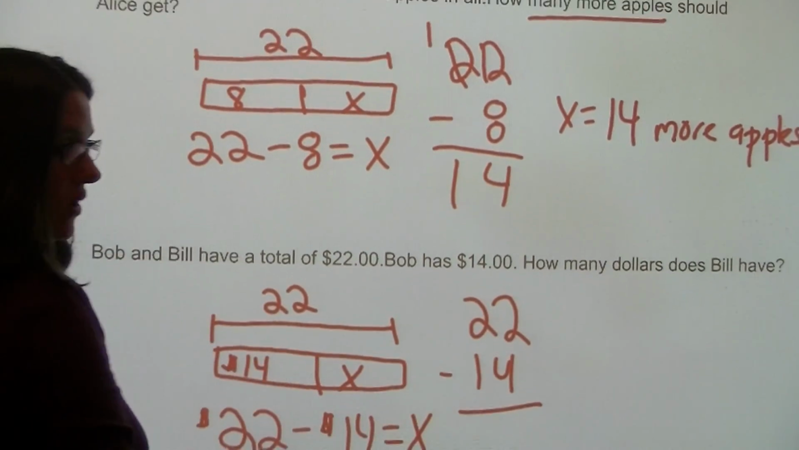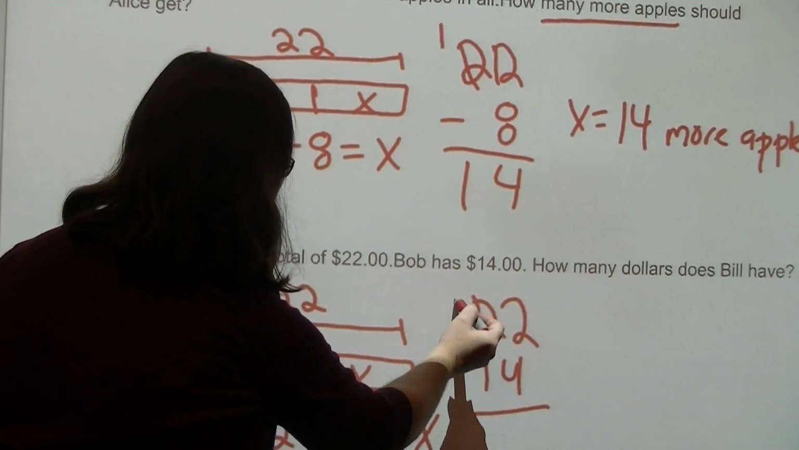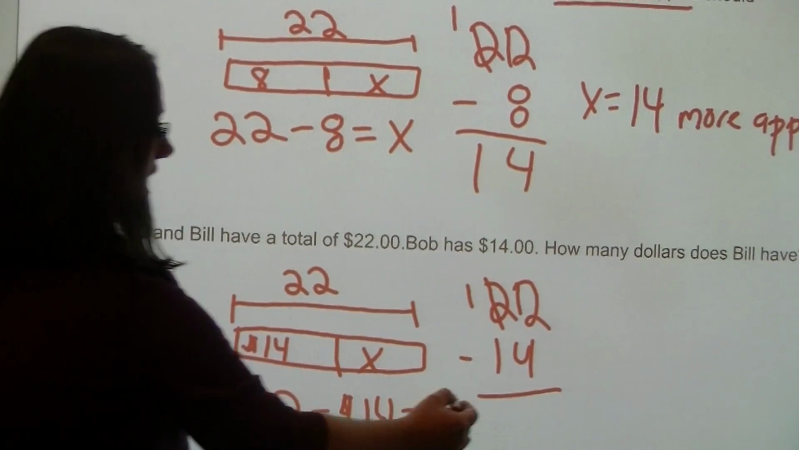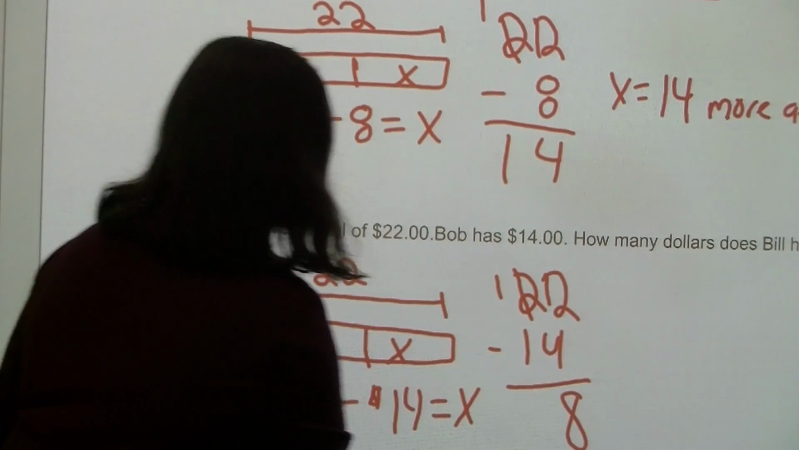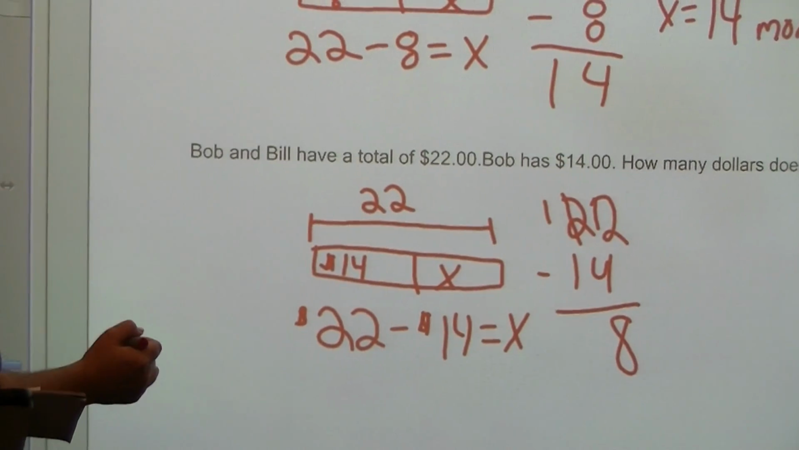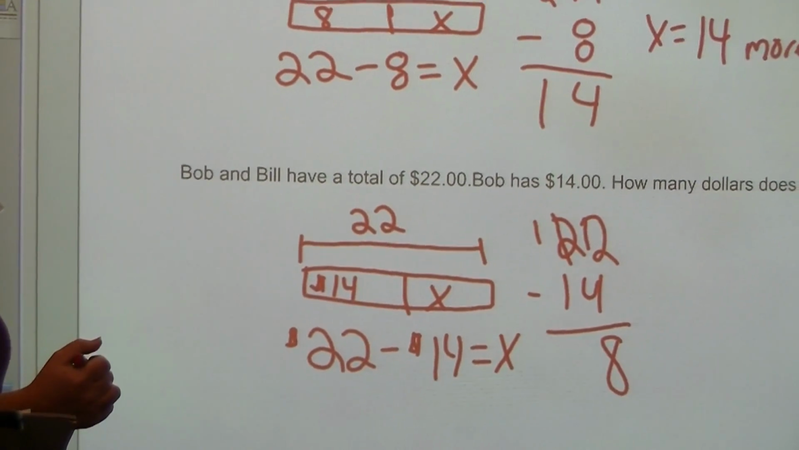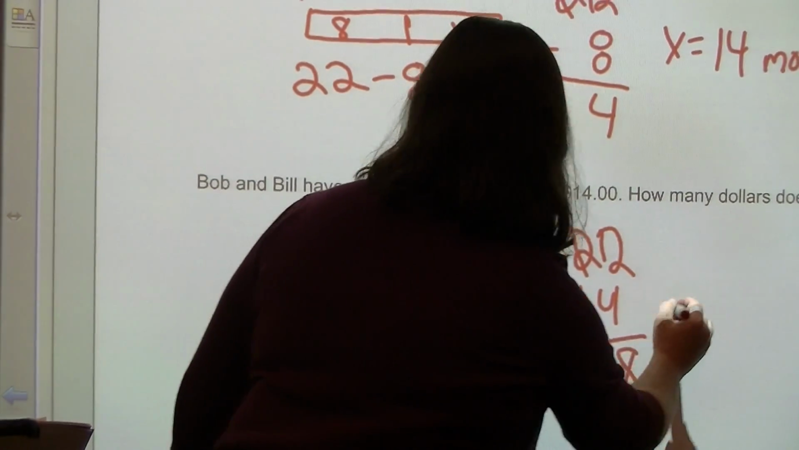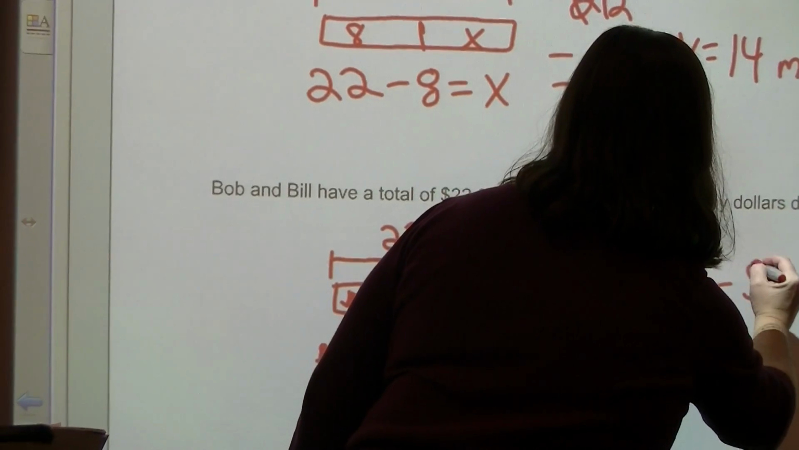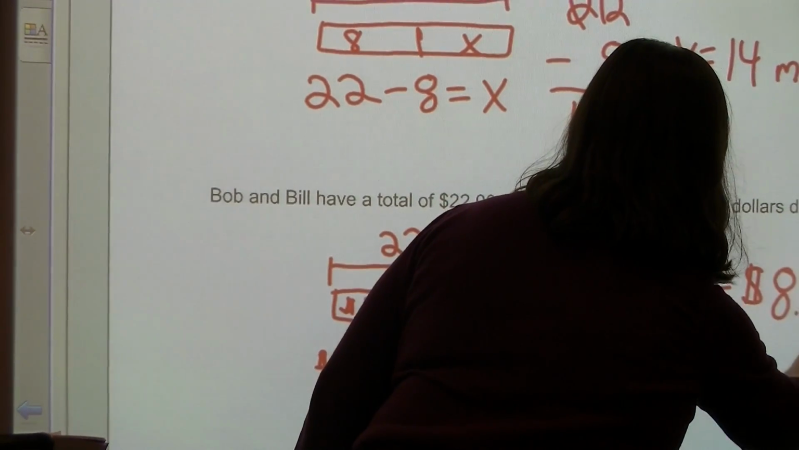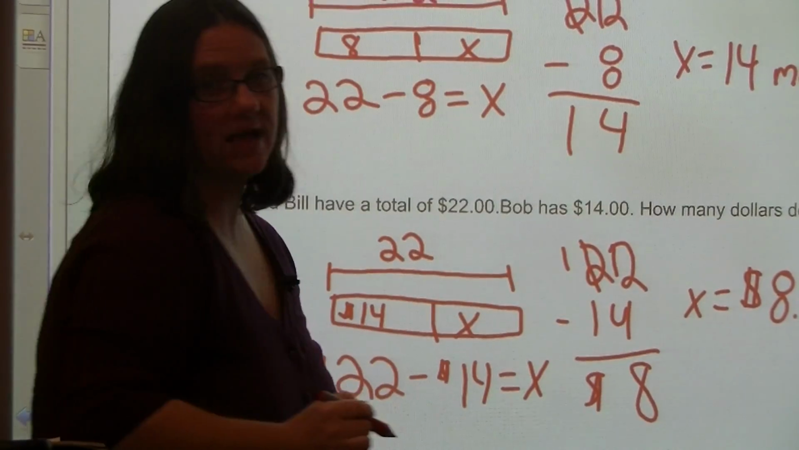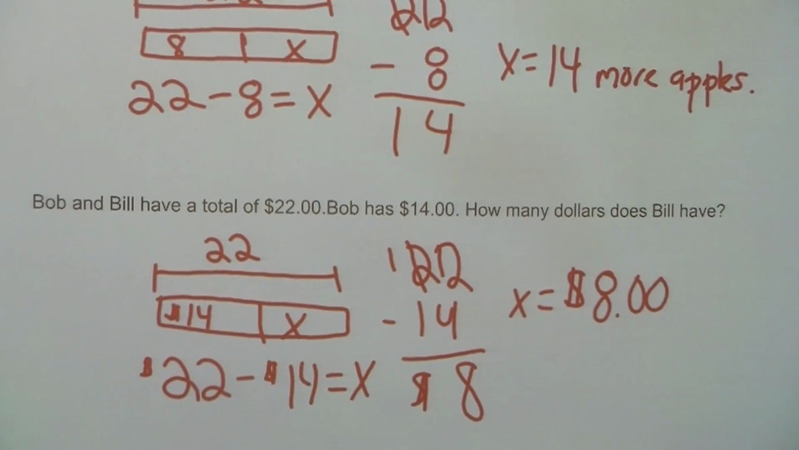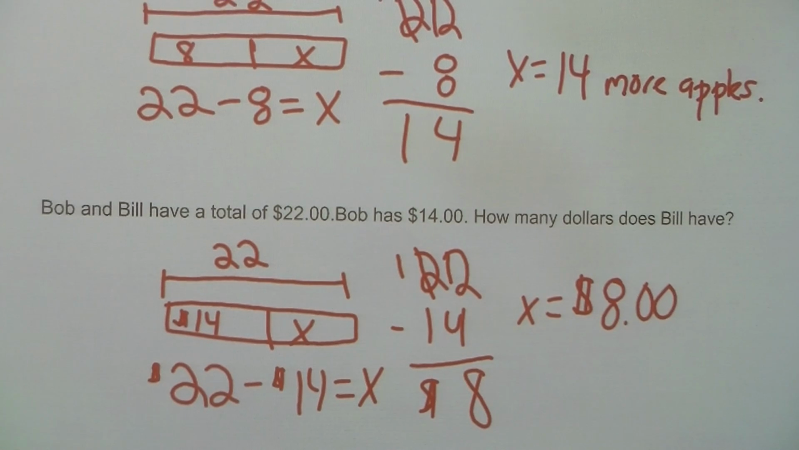Can we do 2 take away 4? Nope, so we have to borrow. This becomes 1. This becomes 12 again. 12 minus 4 is what? 8. Good. And 1 minus 1 is what? 0. Good. So what does X equal here? How much money does Bill have? 8 what? $8. So X equals $8. And that's how much money who has? Bill has. Good job, 5th grade. Take a minute, please, now, and write down any questions that you may have.